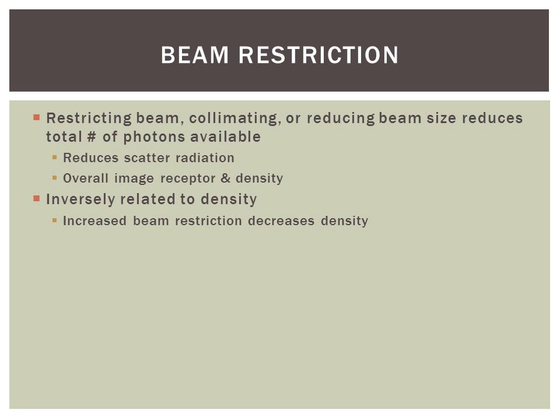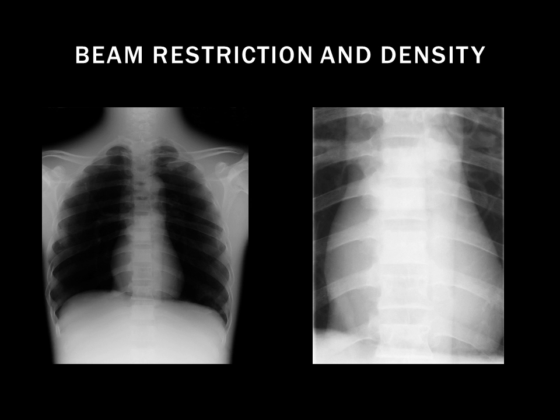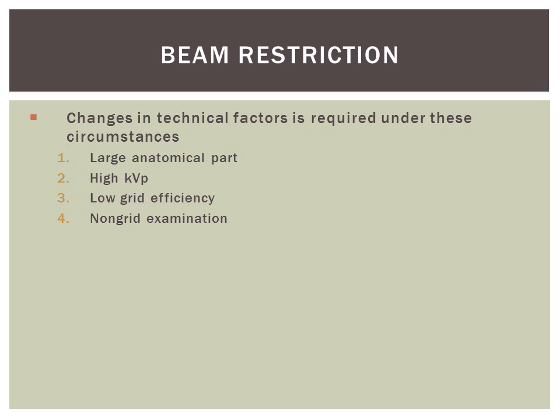Restricting the beam, collimating, or reducing beam size reduces the total number of photons available. It reduces scatter radiation, overall image receptor exposure, and density. It is inversely related to density, so increased beam restriction means decreased density, because there is less scatter and less tissue exposed. No adjustments are needed for small changes in collimation. This is showing you an example of the same factors just collimated differently.